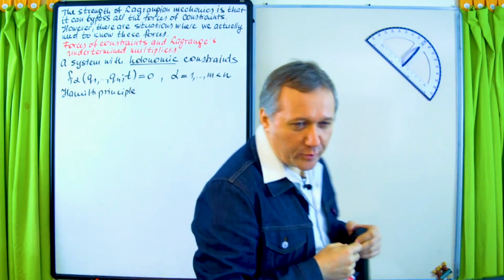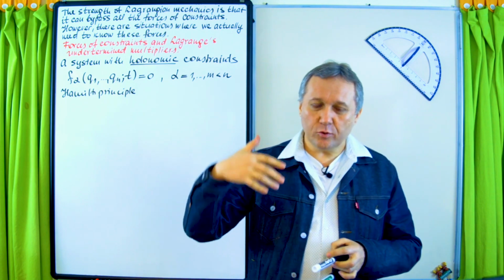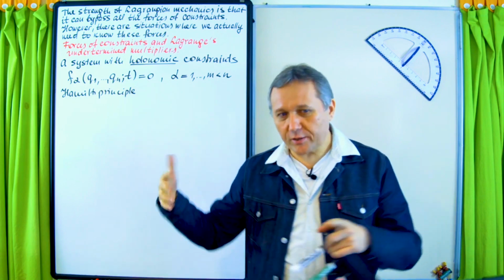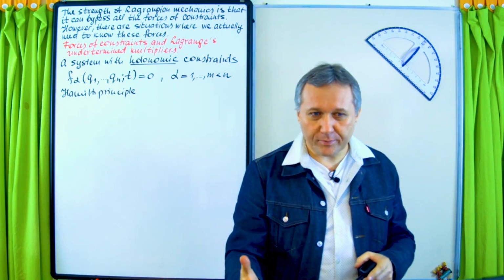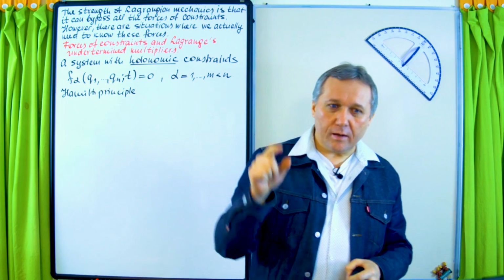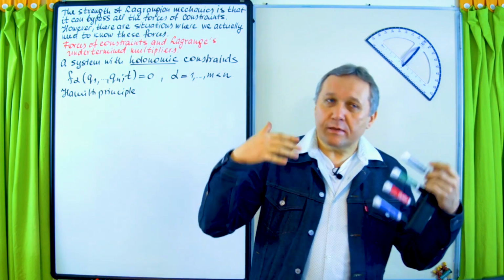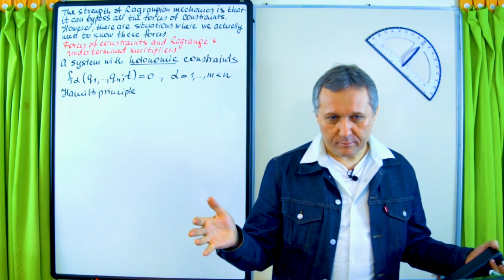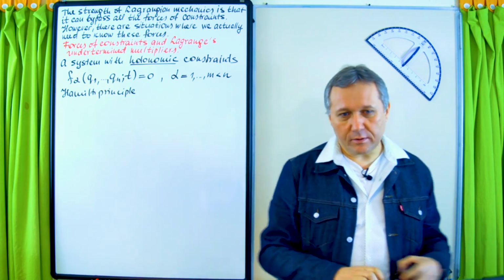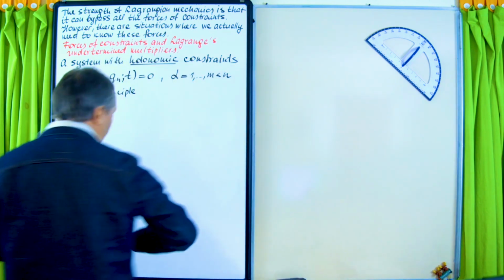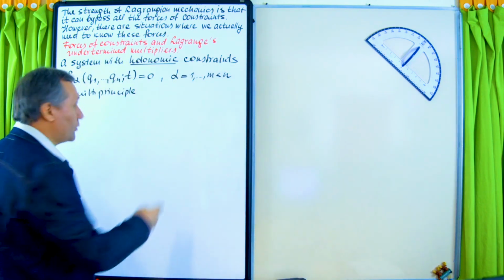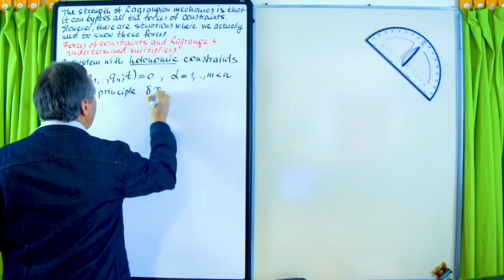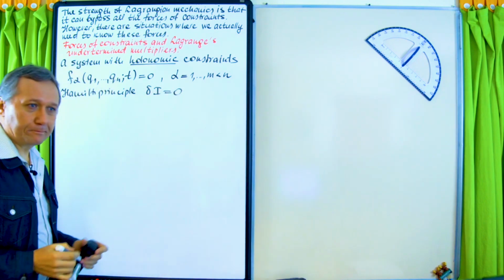You remember when I introduced Hamilton's principle, I presented it in two forms. The first one: the system travels along the path along which the action is stationary. And the second form is that the variation of action is 0 along the true path. It's basically the same principle in a different form. So this time, just so that we can try both of them, we're going to use this form. Variation of action equals 0.